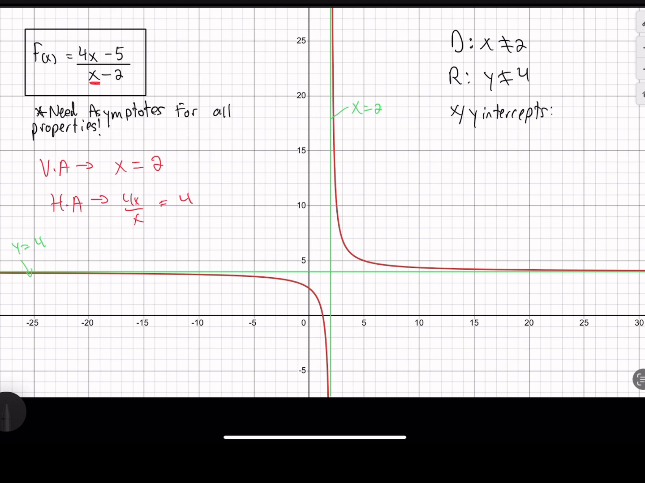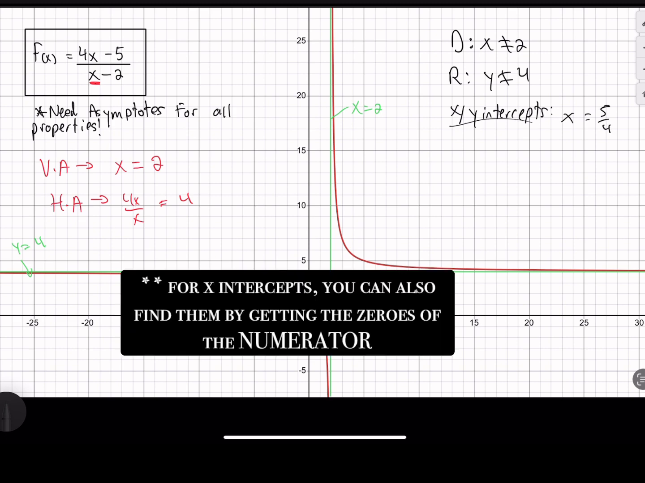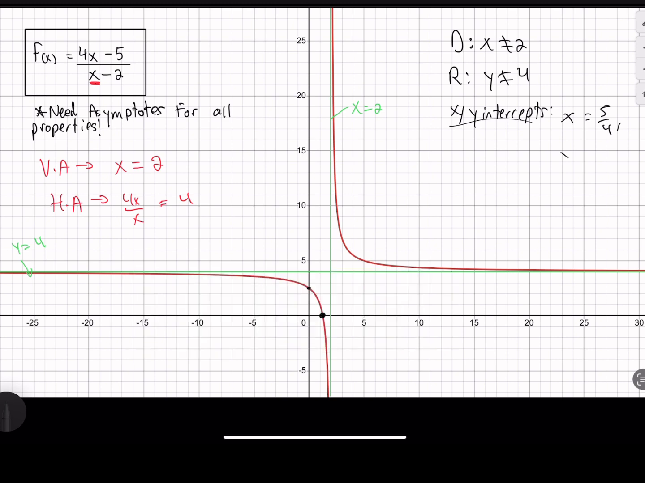Now x could be infinitely smaller than 2, or it could be infinitely greater than 2, but it cannot be 2. And same with the range. Now for the intercepts, x and y intercept, there's an x-intercept over here, which, if I look at my graph, we'll just write x equals about 5 over 4. And then the y-intercept is going to be at about 5 over 2, so y equals 5 over 2.